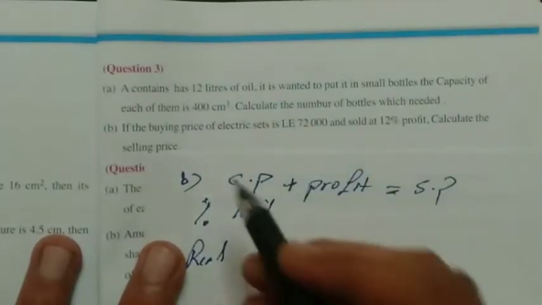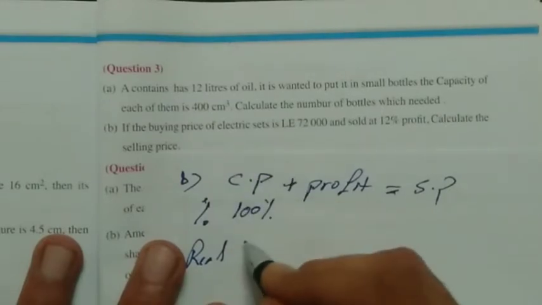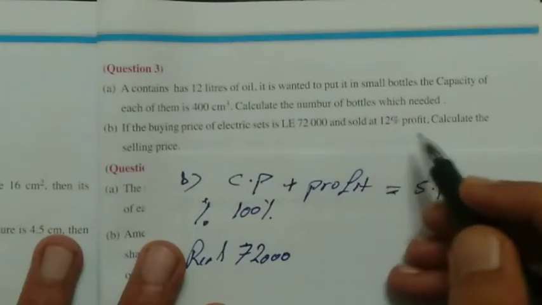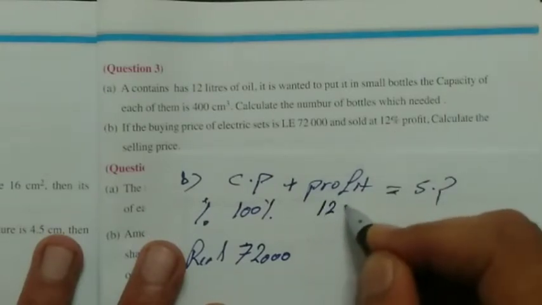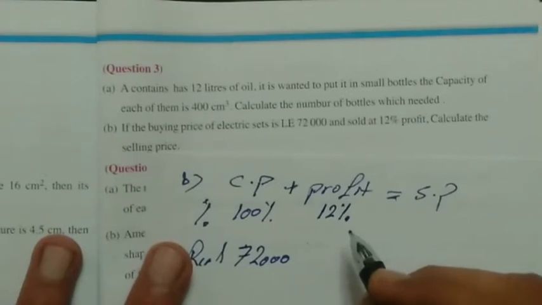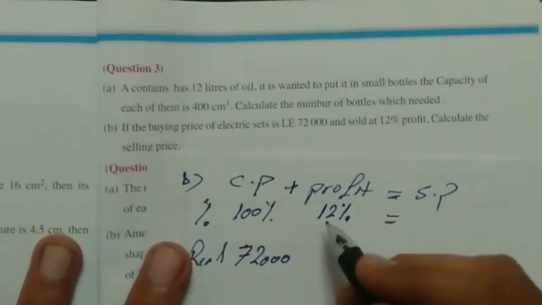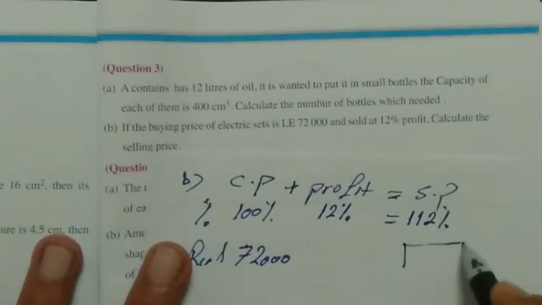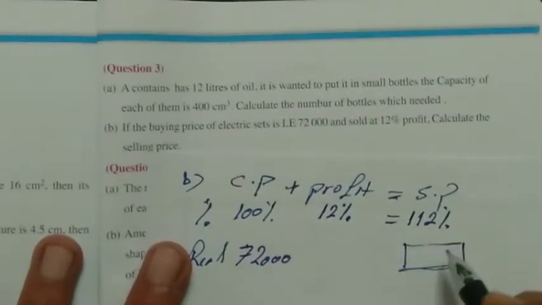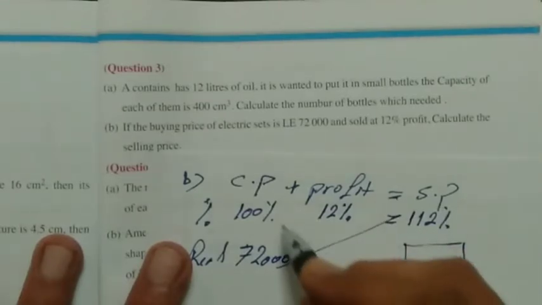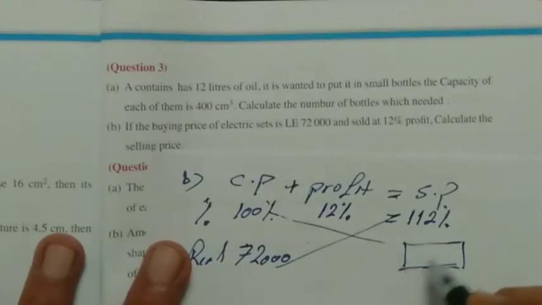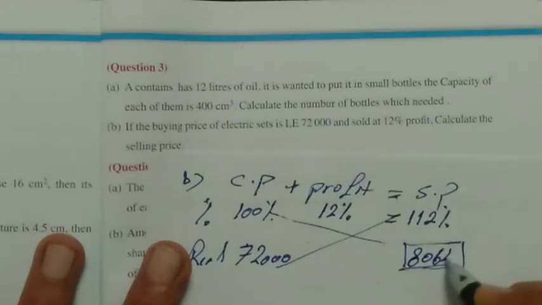72,000 is the buying price, which means cost price. Put 72,000 here. And sold at 12% profit. The profit 12%, put 12 here. So 100 plus 12 equals 112. We need to know the selling price. Times divided, which is the answer will be 80,640.